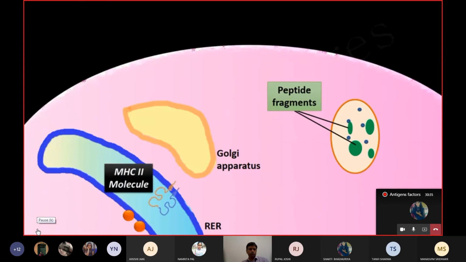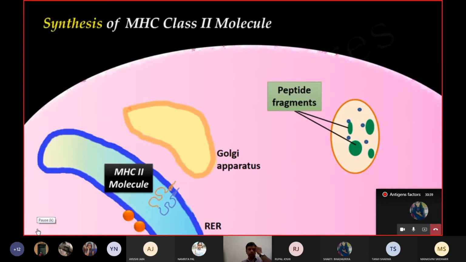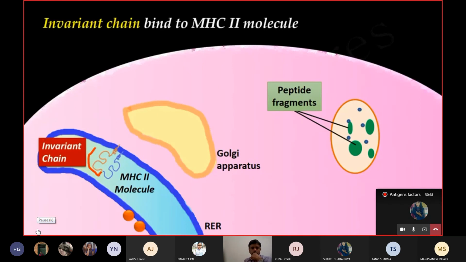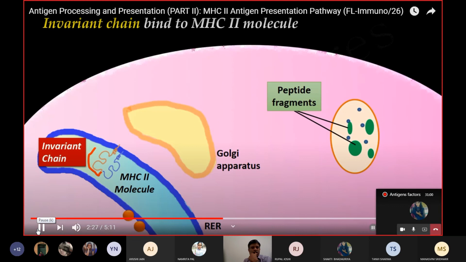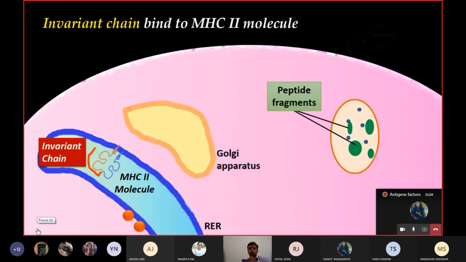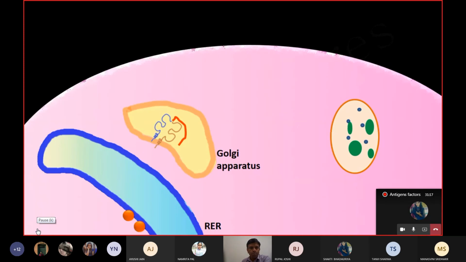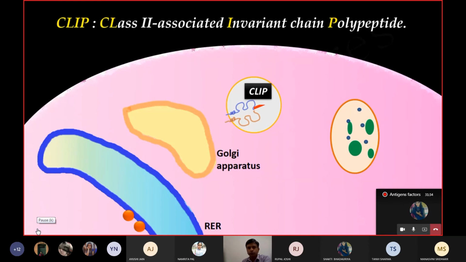MHC class II molecules are synthesized and assembled in rough endoplasmic reticulum. Here, the alpha and beta chains of the molecules associate with a third protein chain, called the invariant chain. This invariant chain binds to the groove of MHC class II molecule. This binding stops self-peptides in the rough endoplasmic reticulum from binding to the MHC molecule. These MHC2 invariant chain complexes are transported from the endoplasmic reticulum to Golgi apparatus and from Golgi apparatus to another vesicle. The invariant chain is digested and only a small fragment remains bound to the peptide binding groove of MHC2 molecule. This fragment is known as CLIP. CLIP stands for class II associated invariant chain polypeptide.